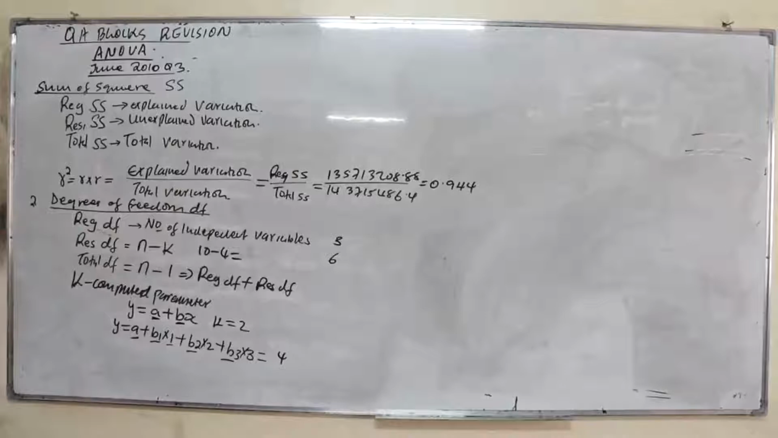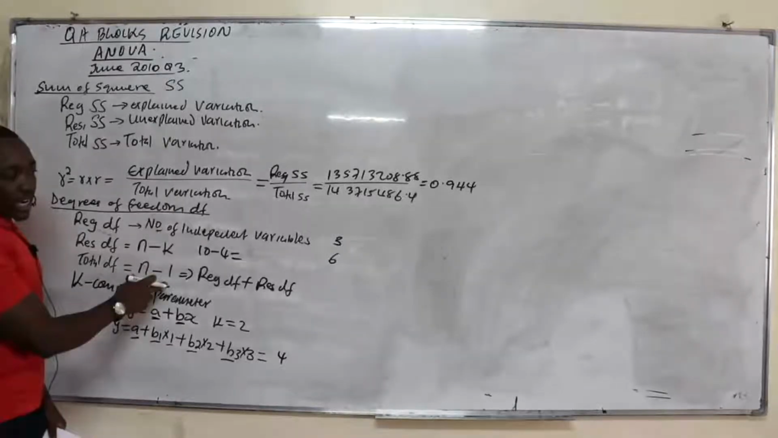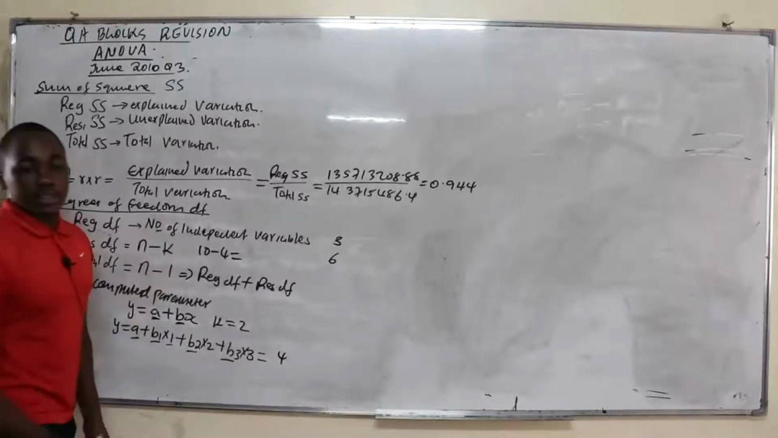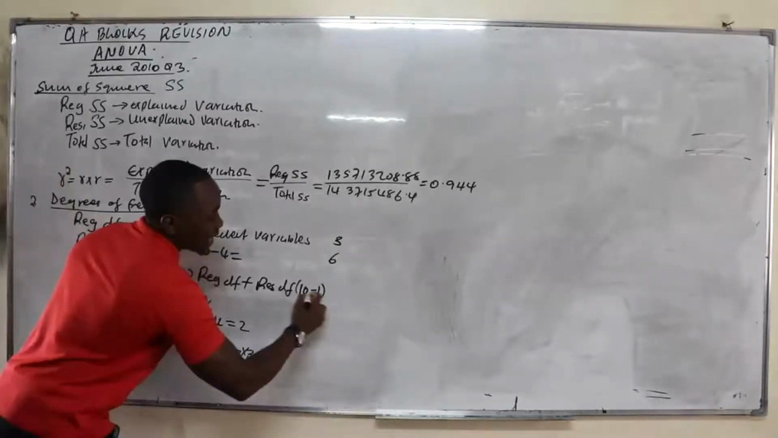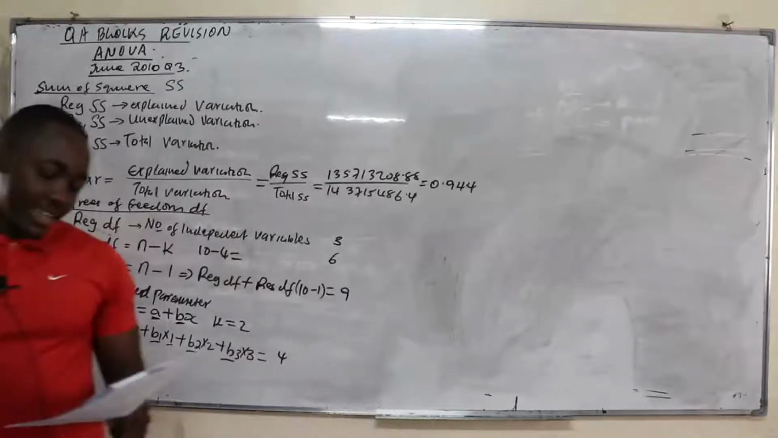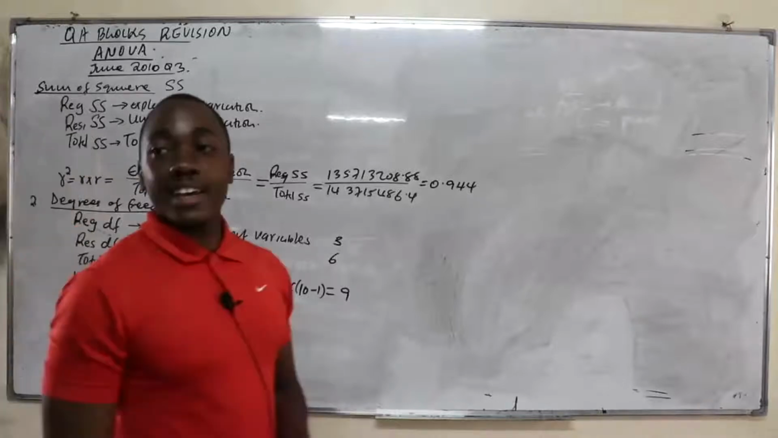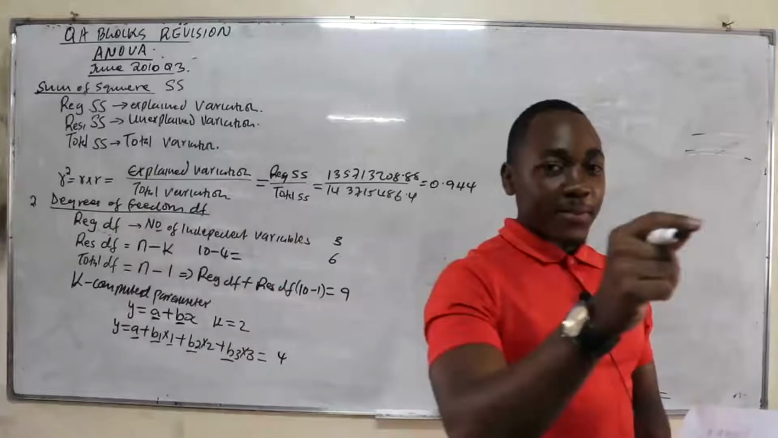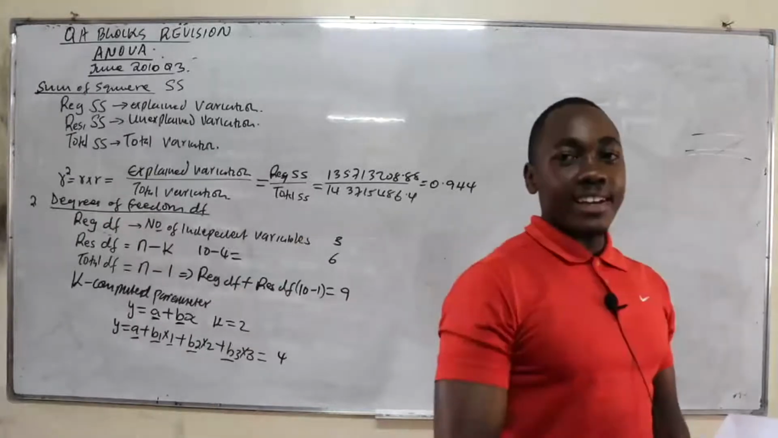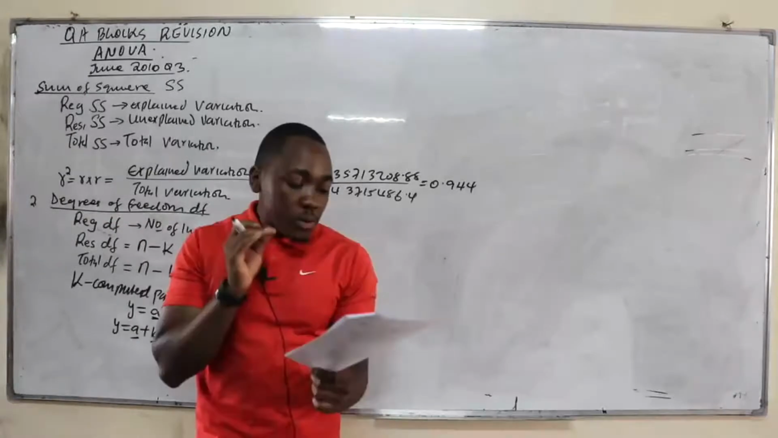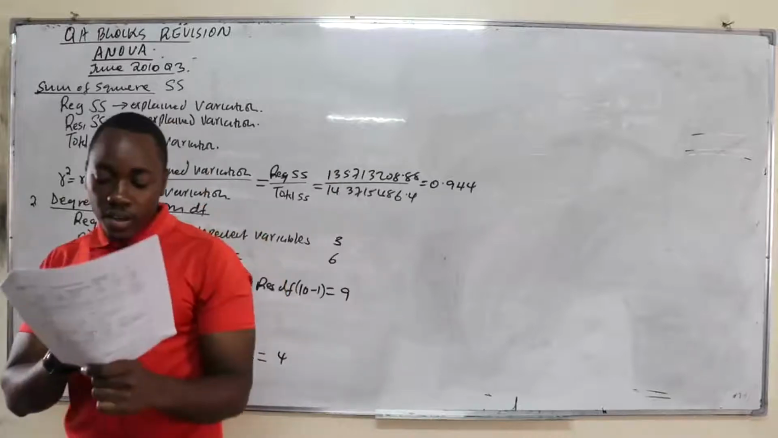Then total DF, you're saying that is n minus 1. Our n was 10, minus 1, you get 9. Can you confirm if your total DF is 9? Yes. And if you take both regression DF plus residual DF, you should get the total DF. Good. We are through the DF. I'm showing you what each item in the Anova table represents. What else do we have?